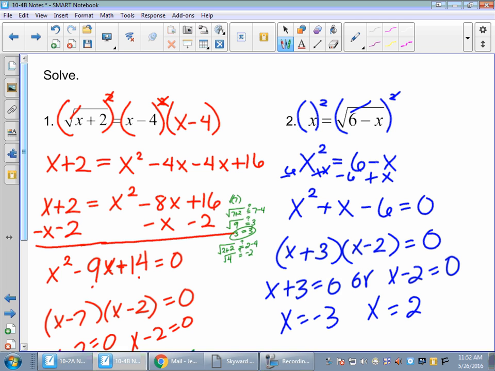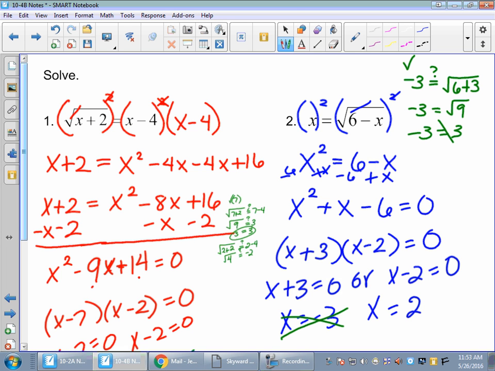When I go back up to check my solutions, I'm going to plug in negative 3 and positive 2. So you always check with the original problem. So the original problem says, is negative 3 equal to the square root of 6 minus a negative 3, which becomes plus 3? And is negative 3 equal to the square root of 9? Is negative 3 equal to 3? And the answer is no. So you're looking for the principal root of square root of 9. I know 3 and negative 3 are both square roots of 9, but we're talking about the principal root. So negative 3 does not work.